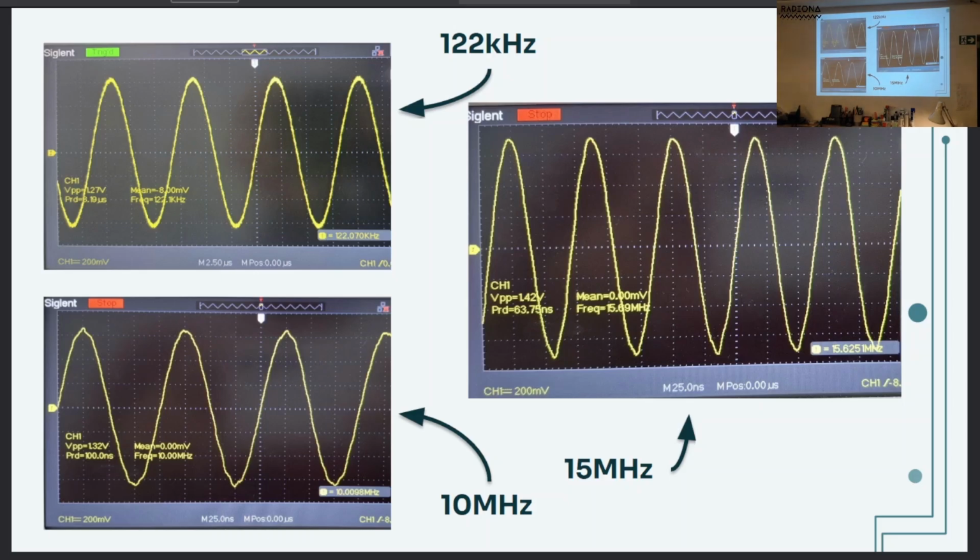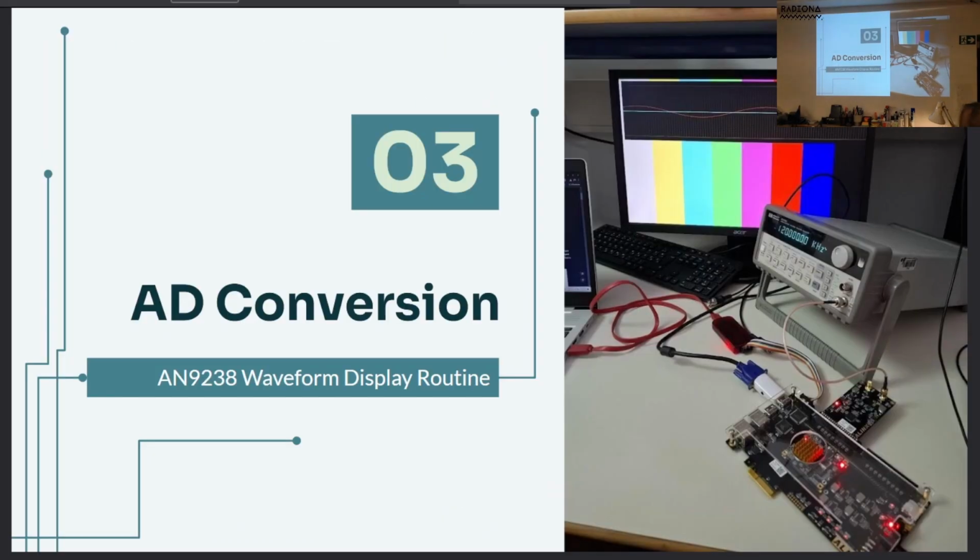It basically changes the speed at which we go through these samples. So this is the lowest achievable frequency, 122 kilohertz, the highest achievable 15 megahertz, and the target for this project was 10 megahertz. And yes, we did it successfully.